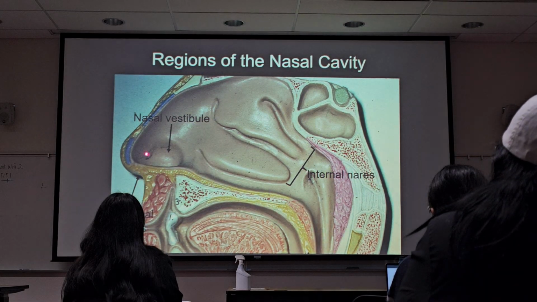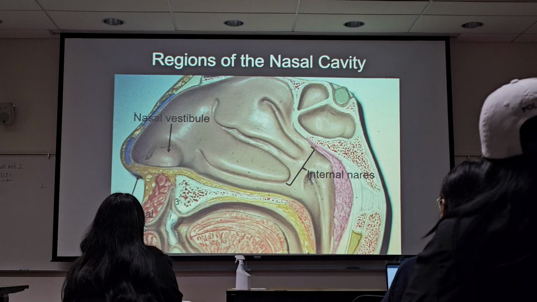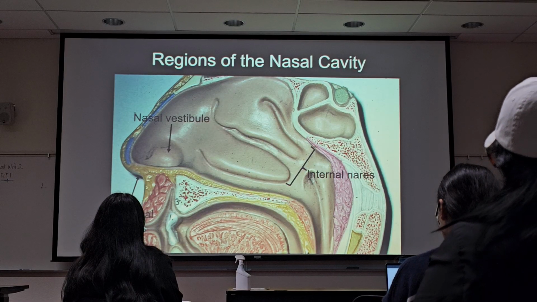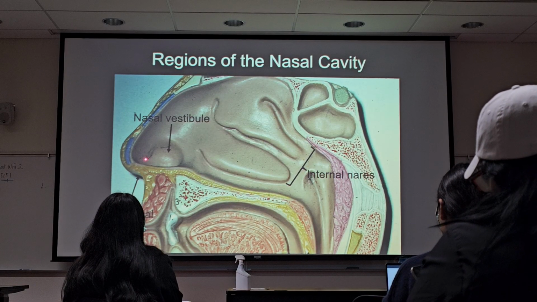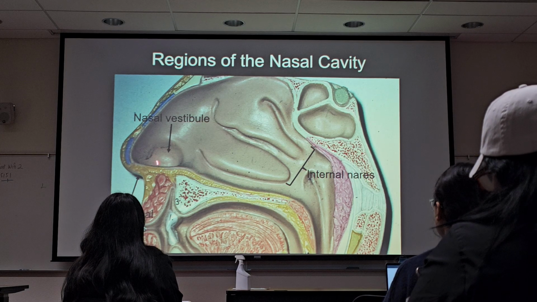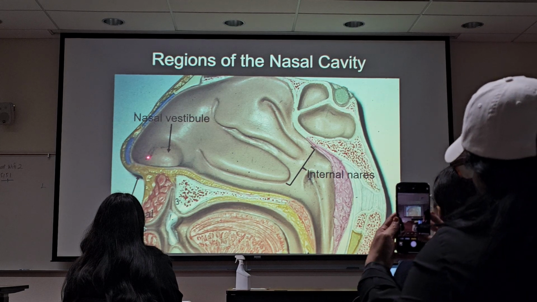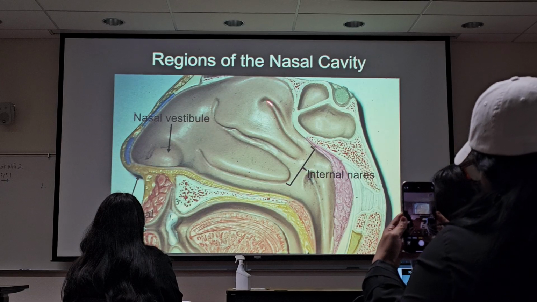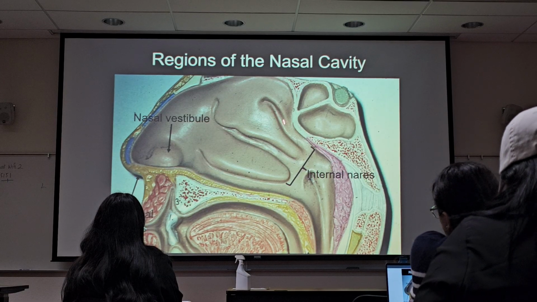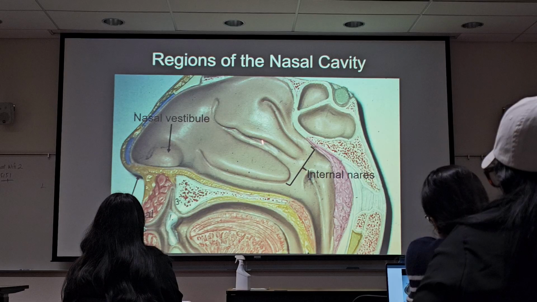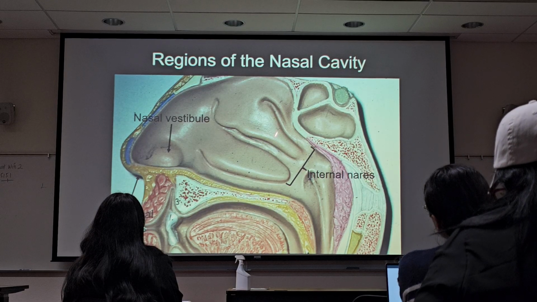All right, here we are. This is the model that we're going to see. We come into those external nares. We're in the nasal vestibule. We're getting cleaned by the hairs here. And we head into the nasal cavity that's swirled around the superior, inferior, and middle nasal concha and meatus.